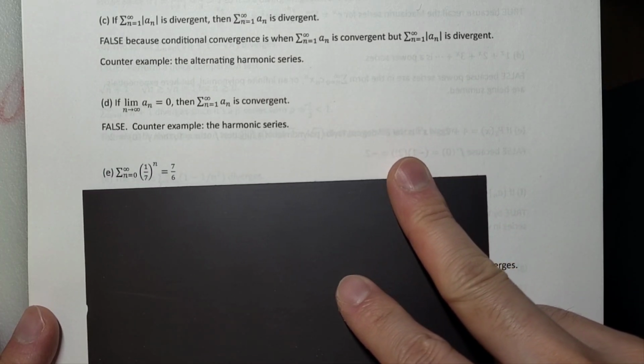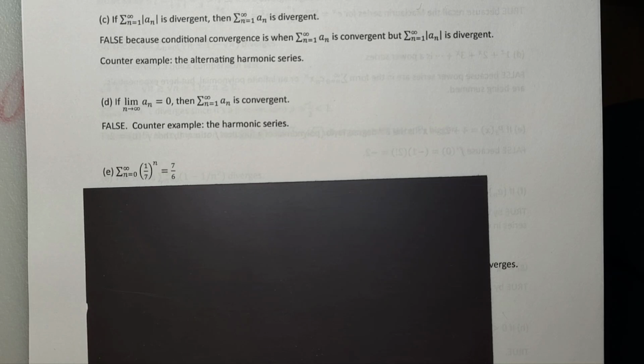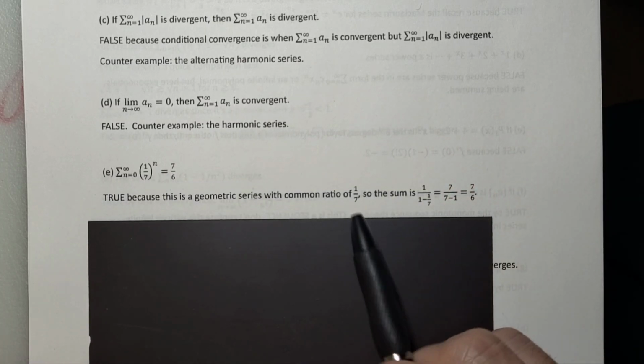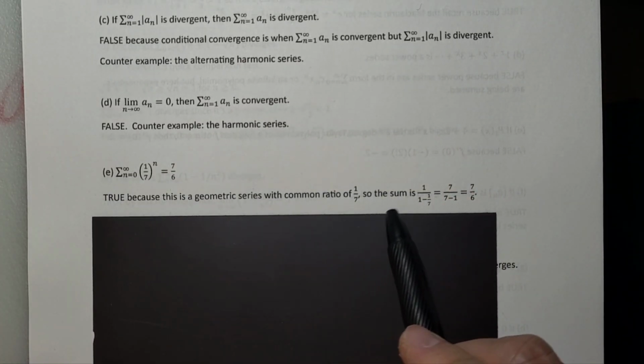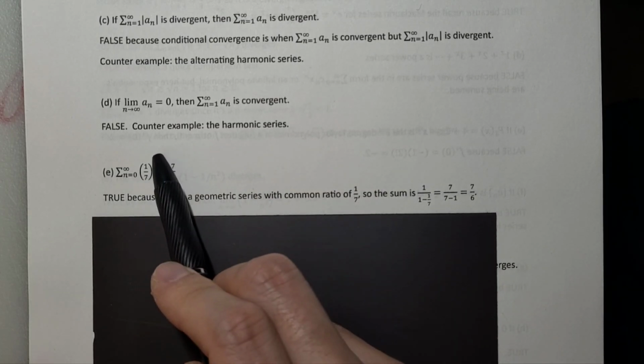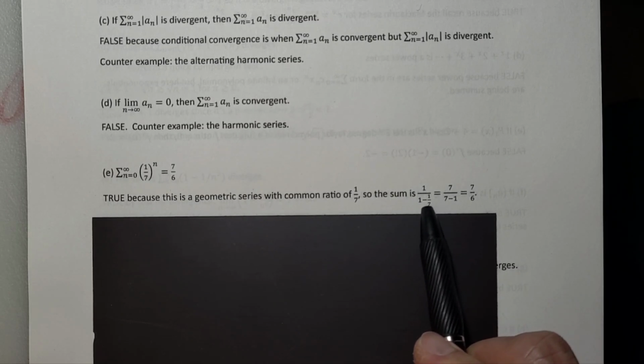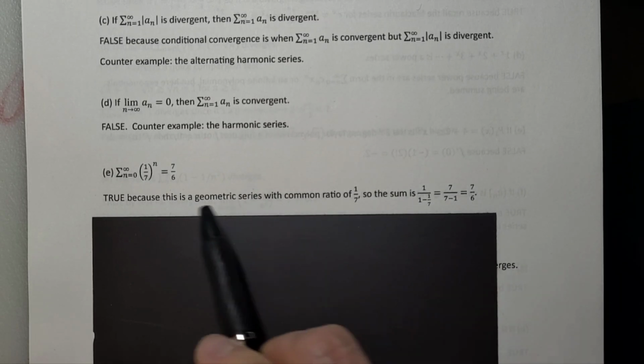Okay, next, the summation as n goes from 0 to infinity of 1 over 7 to the n power is 7 over 6. This is a geometric series, so we have to find the sum of it. It's an infinite geometric series, and we know how to find the sum of it. Hopefully you know, because there's a nice, easy formula. The common ratio is 1/7, by the way, so the sum is the first term, which starts when n equals 0, so 1/7 to the 0 power is 1, over 1 minus the common ratio. You do the math, it's 7/6, so it's true.